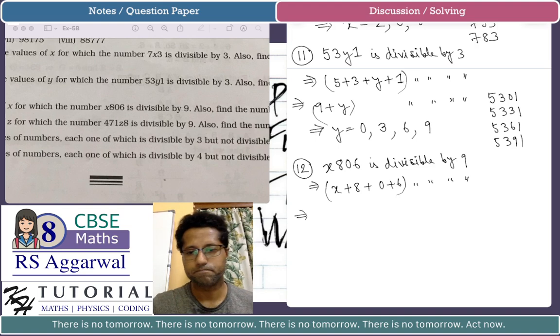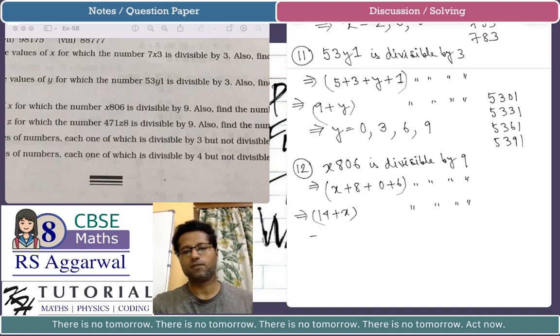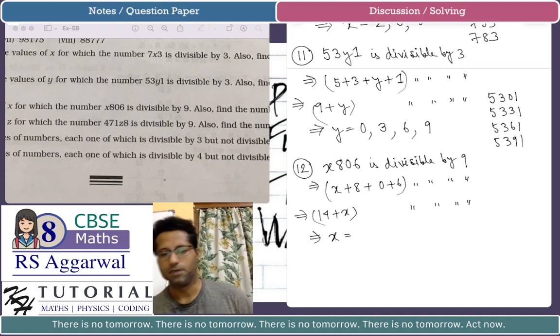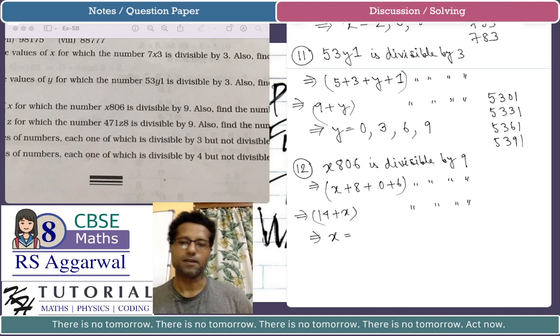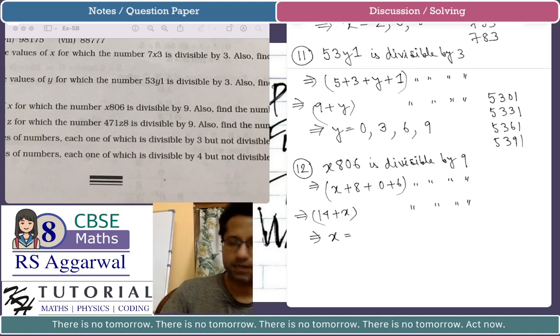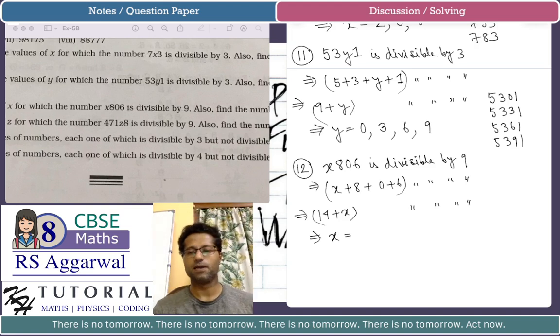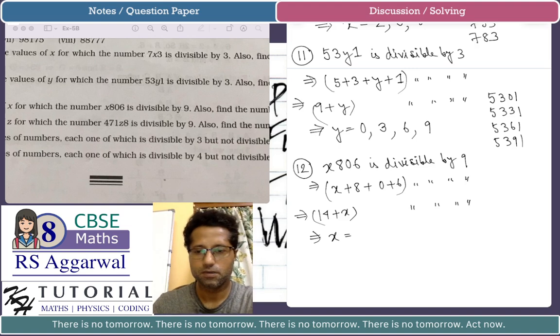This implies 14 plus x will be divisible by 9. Now what can the values of x be such that 14 plus x will be divisible by 9? The least value of x that will make 14 plus x divisible by 9 is 4.